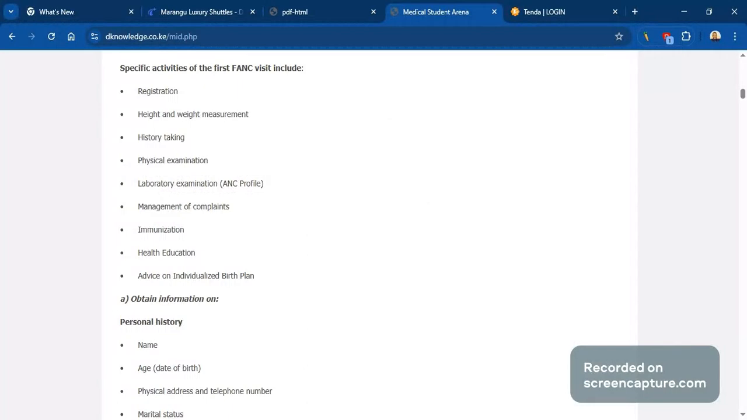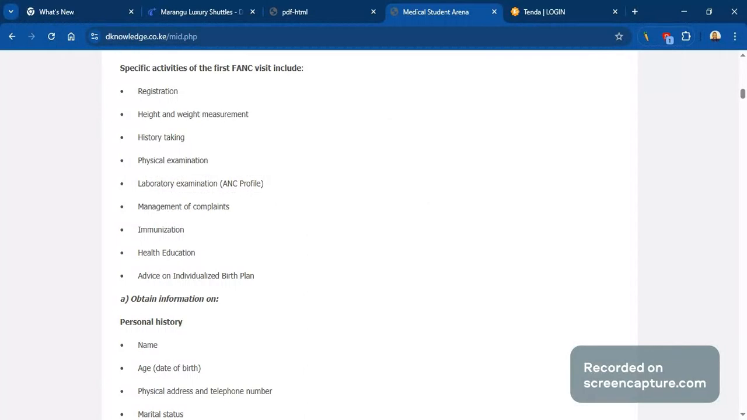Height and weight measurement is taken, then history taking. If you're so short, there's a problem. I don't know about being too tall, but a short stature is always one of the risk factors for any complication in delivery. So history taking, we take history on that very day, and that ANC book has also got a questionnaire for the history taking, so you don't need to remember what you're taught in class.